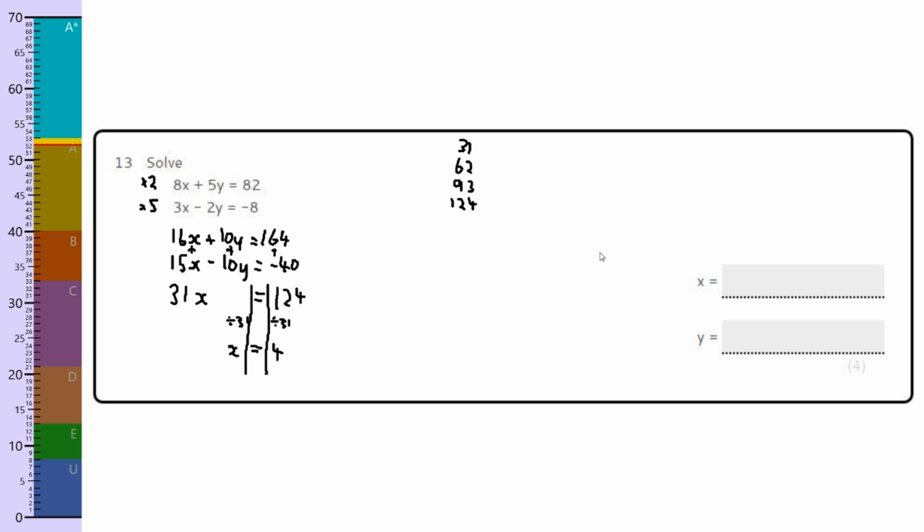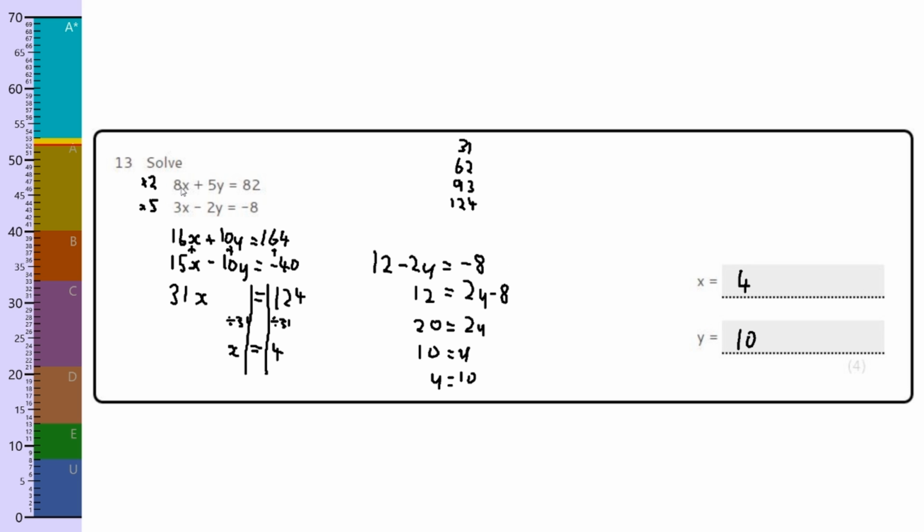Now that's what x equals. But we need to know what y equals. So if I pick one of these, I'm going to pick this second one. So 3x, 3 times x is 12. Minus 2y equals minus 8. If I add 2y both sides, 12 equals 2y minus 8. Add 8 both sides, and then divide 2 both sides, and y equals 10.